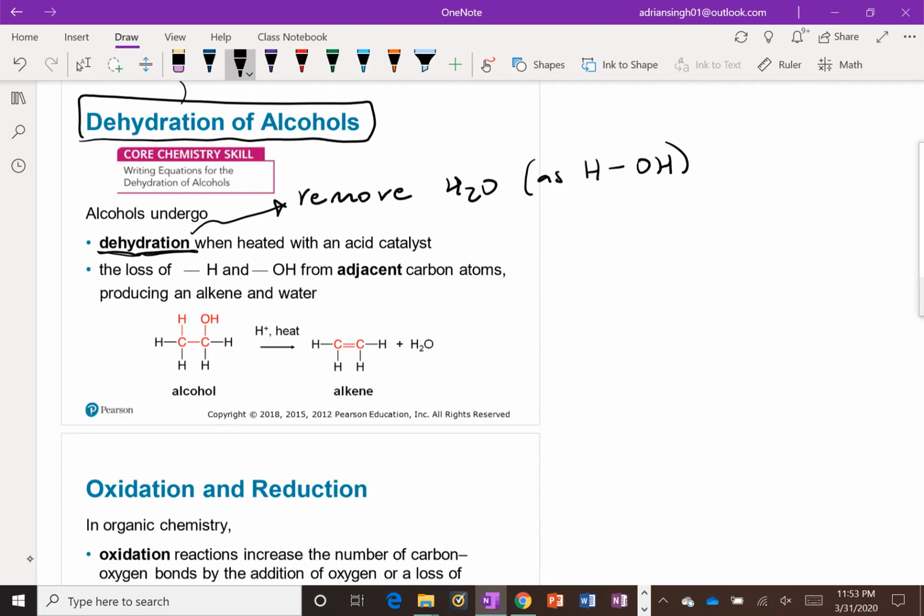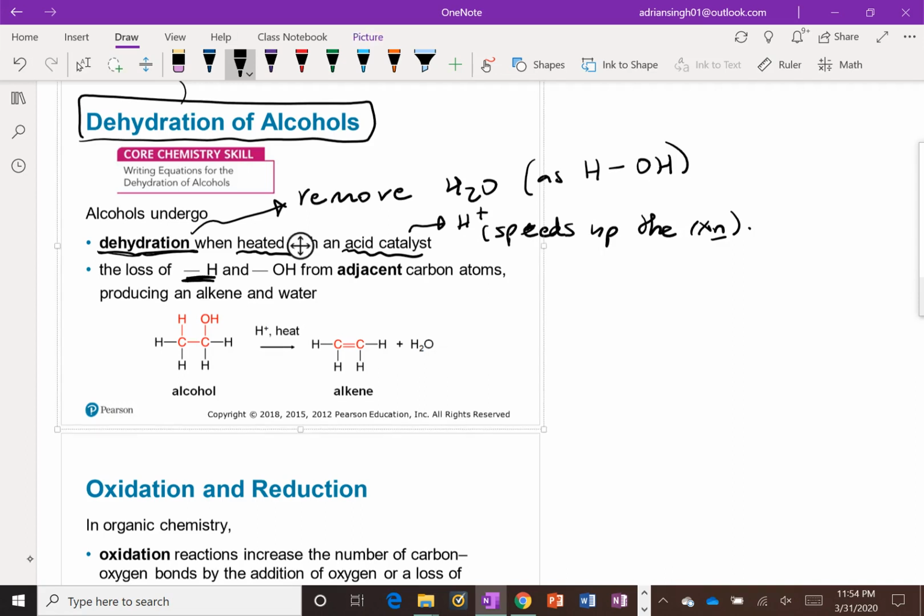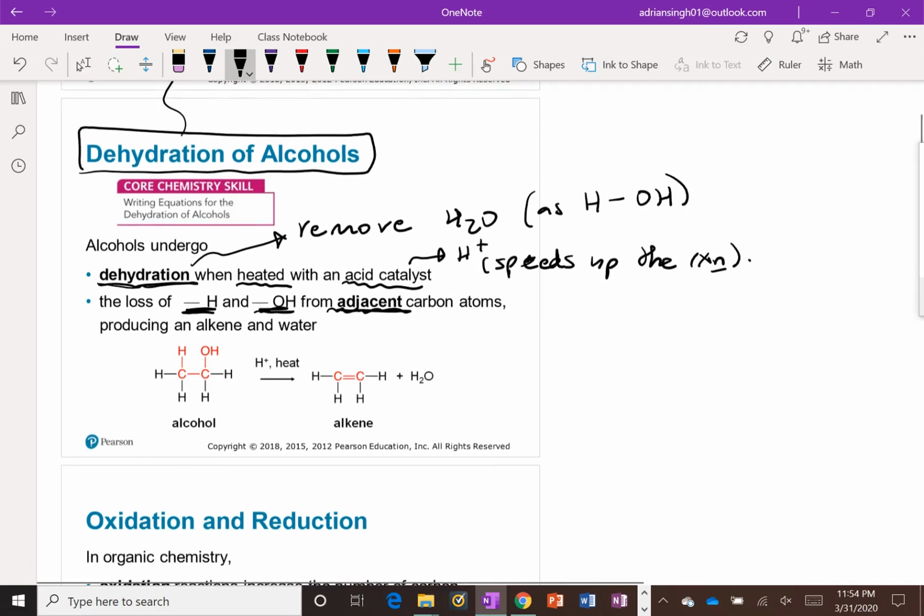And this dehydration reaction will happen under conditions of heat, and we're also going to need an acid catalyst, typically represented by an H+. Remember, a catalyst is something that speeds up the reaction. Right, so we're going to lose water. We're going to lose an H from one carbon and an OH from an adjacent carbon atom. And as a result, what we're going to produce is an alkene, and we're going to get water.